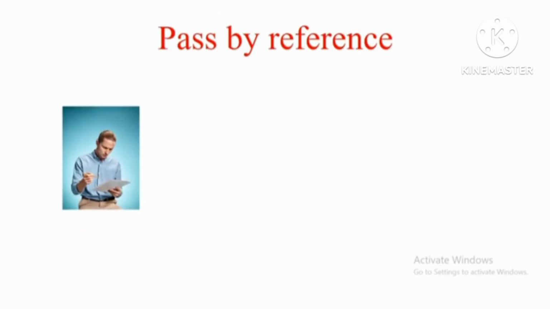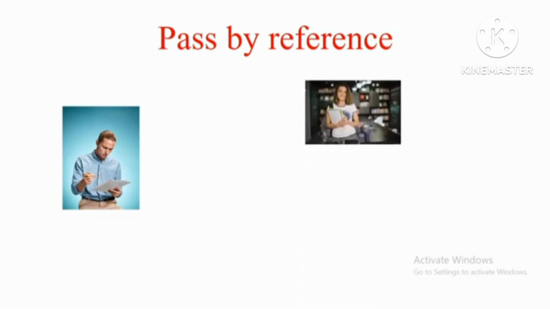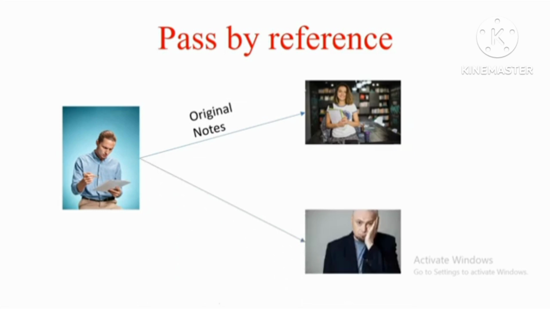Consider a situation where there is a professor. They have some notes and a student needs those notes. What if the professor gives the original notes to that student, and the student destroys those original notes and does some manipulations on them? What will happen? Now another student won't have any notes. So this is called pass by reference.